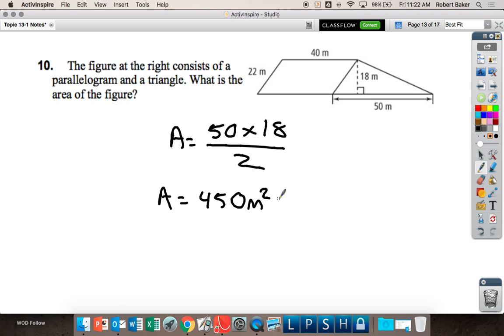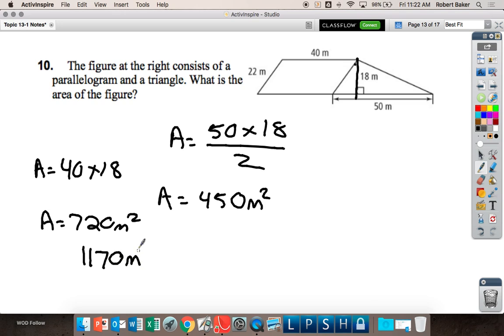Now, using that same mathematical process, find the area of the parallelogram. 40 times 18. The biggest trick there is to use the correct height, 18. The area of a parallelogram is just base times height. Add those two numbers together to get the area of the composite figure. 1170.